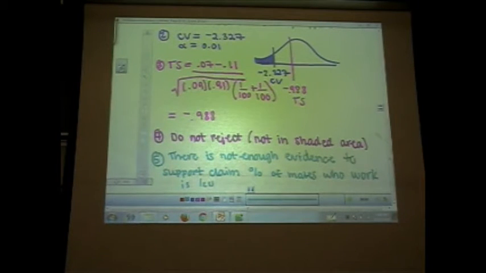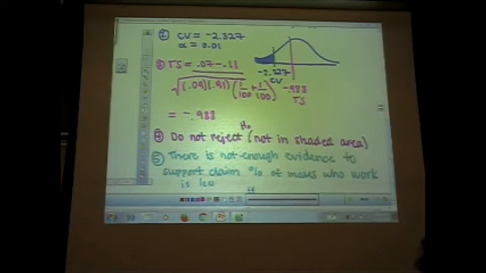Great. And then you do not reject because it's not in the shaded area. And then 5, don't forget, don't reject H naught. Oh yeah. Sorry. And then 5, there's not enough evidence to support the claim that the percentage of males who work is less than the women. Yeah, good. All right. I'll give you guys a minute to talk to your neighbors about this one.